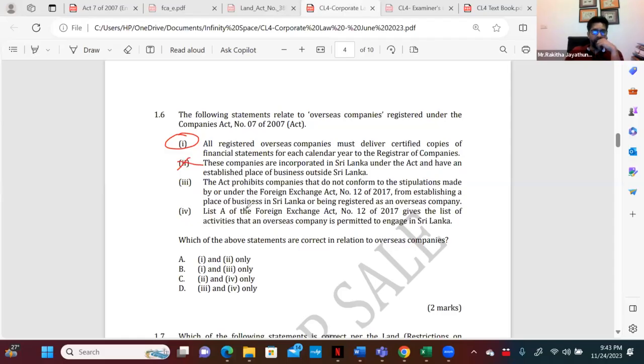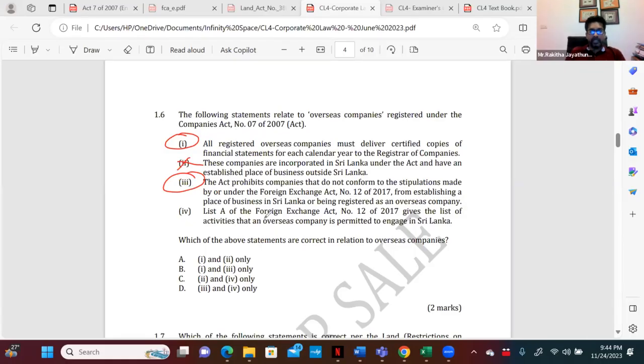So it's wrong. Then the Act prohibits companies that do not conform to the stipulation made by or under the Foreign Exchange Act number 12 of 2017 from establishing a place of business in Sri Lanka. There is a gazette notification issued saying these businesses cannot be done by foreign shareholders and foreign entities. So that is correct. Since you are a company incorporated outside Sri Lanka, an overseas company, there are certain business activities that cannot be performed in Sri Lanka. Therefore, Roman 3 is also correct.